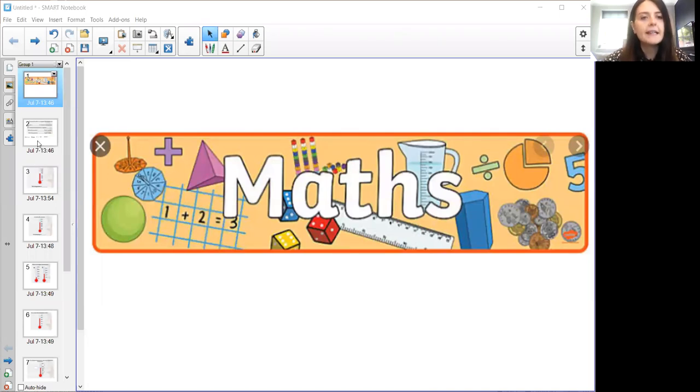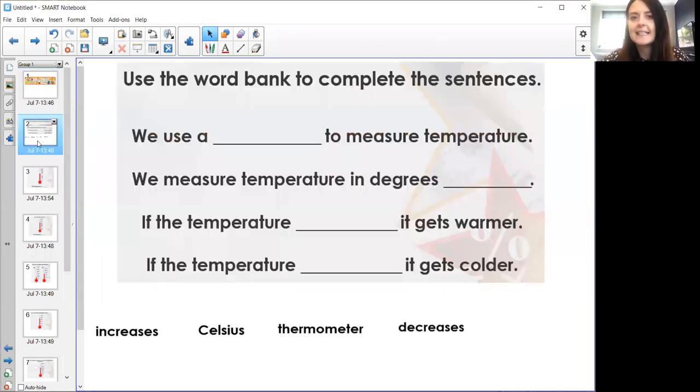And the first thing I'd like you to do is we've got some sentences here that we're going to try and fill in. The words that are missing are all at the bottom, so we can think about where they need to go. So we use our something to measure temperature. Do we think it's going to be increases, Celsius, thermometer, or decreases? What do we use to measure a temperature?